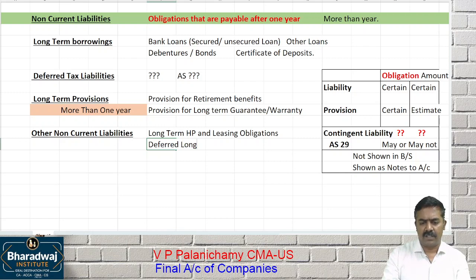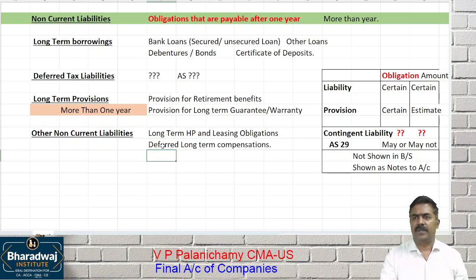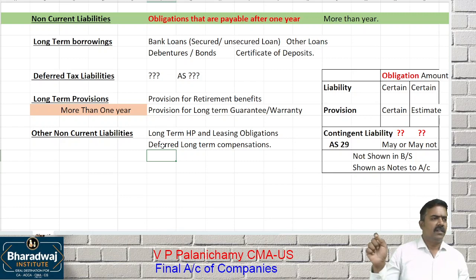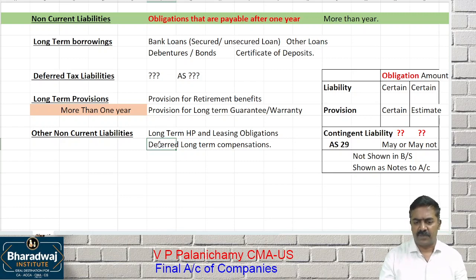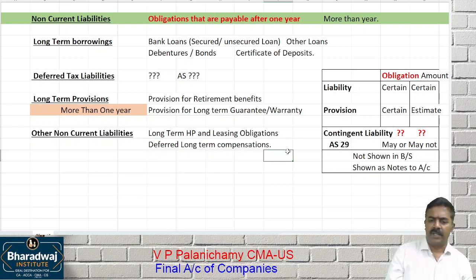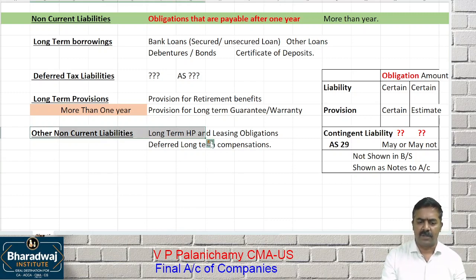Any deferred long-term compensation payable. For example, a CEO of the company wants to go out of the company. He wants some compensation to go out. We agreed we'll pay 2 crores now, and over the next 4 years you will get 1 crore, 1 crore, 1 crore like that. Whatever you are going to pay over the next 4 years, that will come under which one? Deferred long-term compensation, an other non-current liability account.